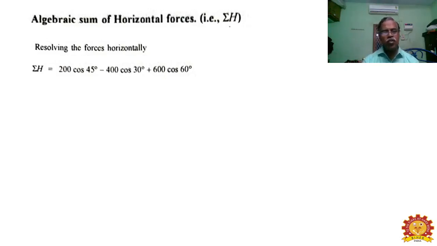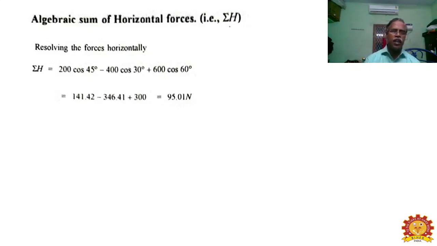So all the values were given, so nothing is unknown. Directly we can find the solution and write the value of sigma H is equal to 95.01 Newton. You can take a calculator and check it once again.